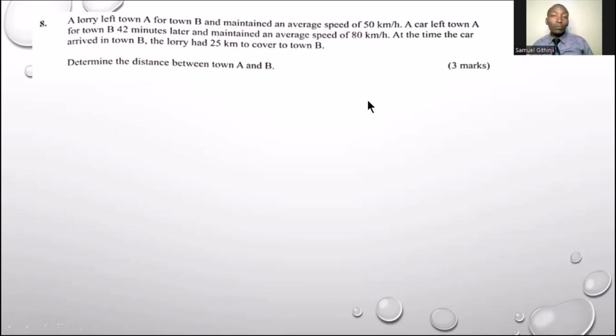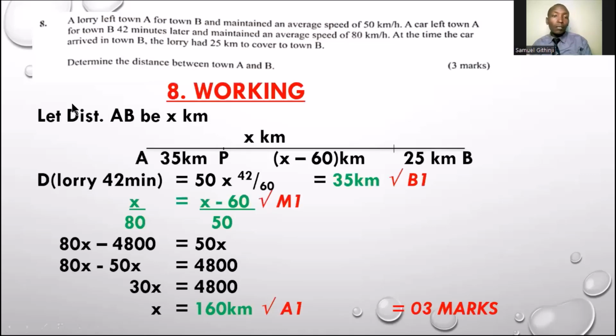This is a form 2 question. Yes, a linear motion. And the question has several ways of doing. So my student, I will take you through the 3 methods, the 3 approaches here. Okay, look at the first one. Let's assume the distance from A to B is x kilometers. From A to B, as I have illustrated, x kilometers.